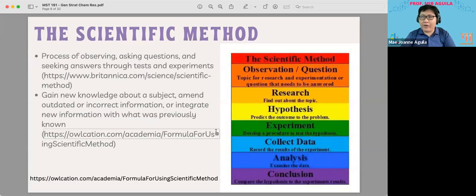We are actually already familiar with how to conduct research, and this is called the scientific method. I believe even in the latter elementary days, we've already been introduced to the scientific method. The scientific method is defined as the process of observing, asking questions, and seeking answers through tests and experiments. And basically, in scientific research, we want to gain new knowledge about a subject, or we want to amend outdated or incorrect information, or we want to integrate the new information with what has been previously known. Okay, so those are the three aspects of knowledge that we gather from a scientific method.